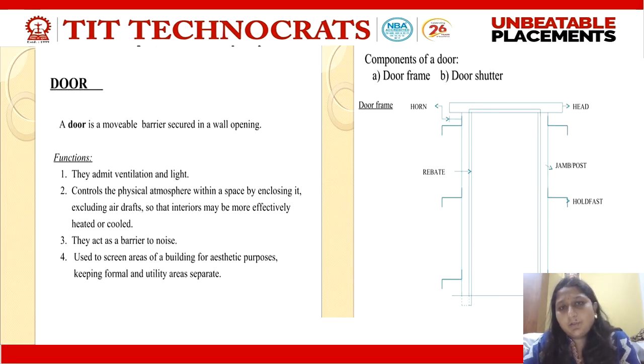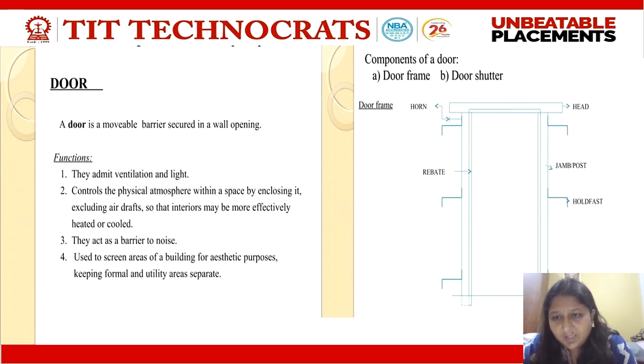Before going into the types of doors, we need to know the basic components of a door. Components of a door basically consist of a door frame and a door shutter. Shutter means the leaf of a door, the wooden plank which moves, which we close. The part which is fixed into the wall itself is called the door frame. As you can see here in the diagram, I have drawn a diagram for the door frame.